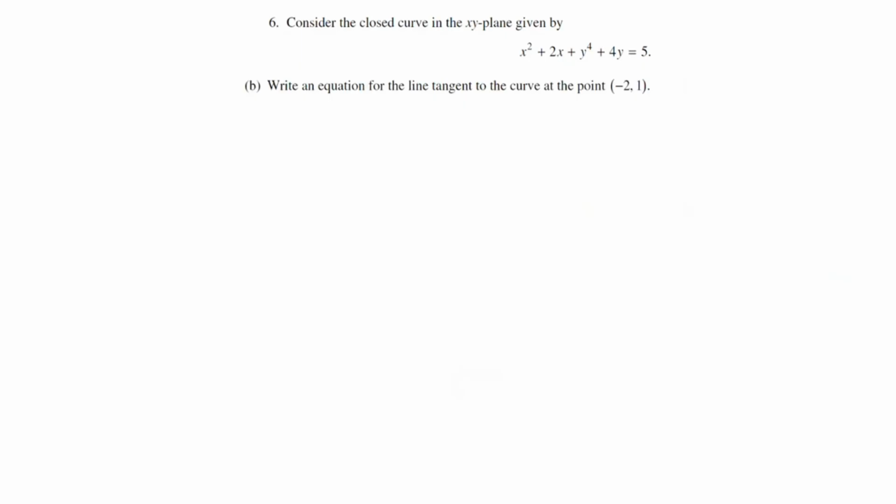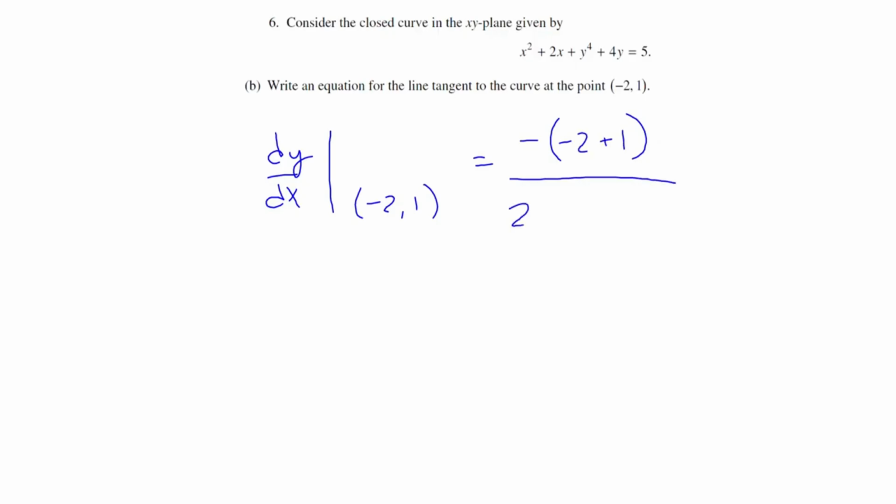In part B, they want us to write the equation for the tangent line to the curve at negative 2, 1. So we've got the point. We just need to evaluate dy/dx at negative 2, 1. dy/dx was negative x plus 1. So our x value here is negative 2. And in our denominator, we had 2, and then we had y cubed plus 1, so y is 1, 1 cubed plus 1. Negative 2 plus 1 is negative 1, and negative 1 in the numerator is just going to be a 1. And then in our denominator, we've got 2 times 2, so a slope of 1/4.